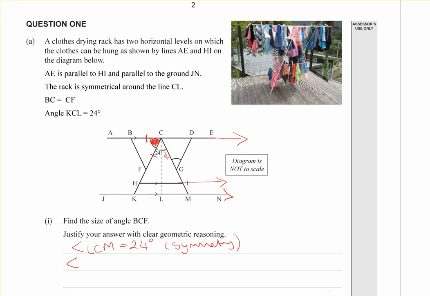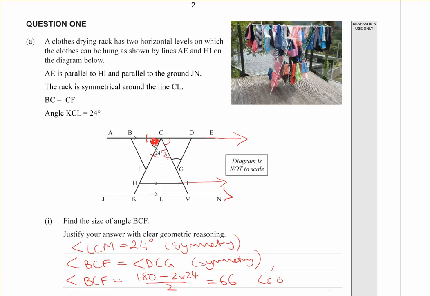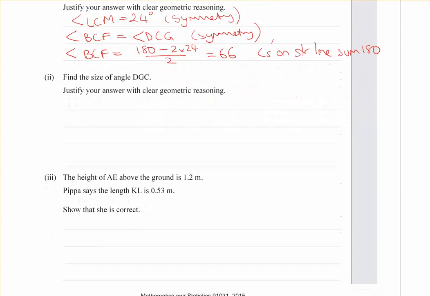Now angle BCF is going to equal angle DCG, and that's by symmetry. So therefore, to work out one of those, angle BCF, we would have to do 180 minus 2 lots of 24, dividing that by 2, we get 66, and that's using angles on a straight line sum to 180. And I'm sure there are other ways you could prove that one too.